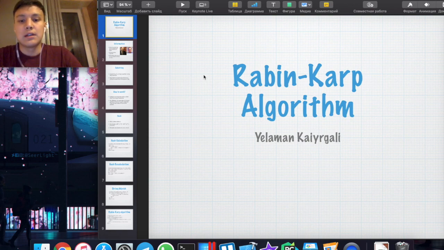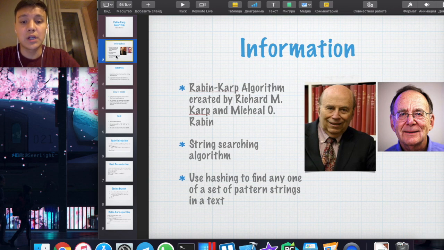Today we look at the topic of the Rabin-Karp algorithm. Rabin-Karp algorithm is a string searching algorithm created by Richard Karp and Michael Rabin that uses hashing to find any of a set of pattern strings in text.